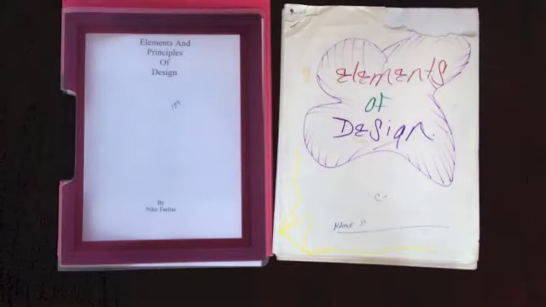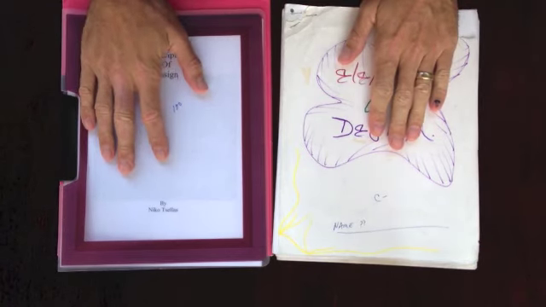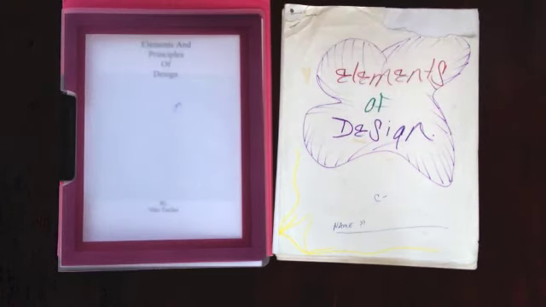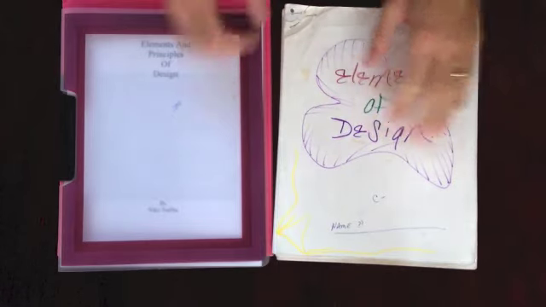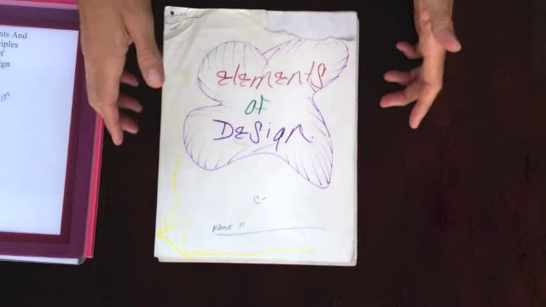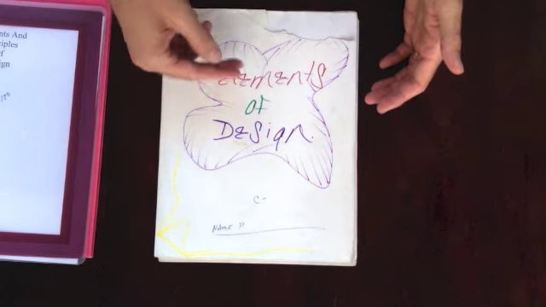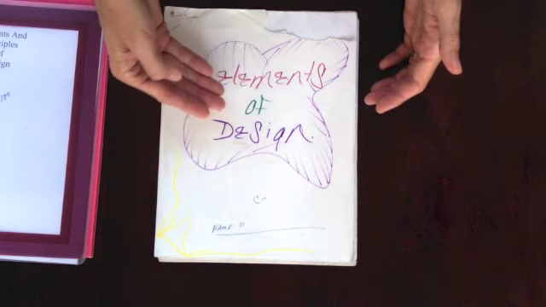I wanted to take a moment and show you some good examples and some bad examples of the elements and principles of design project. Let's start with the bad examples. First of all, the project requires a title page. On this title page, they're missing the whole title. They only have elements of design.